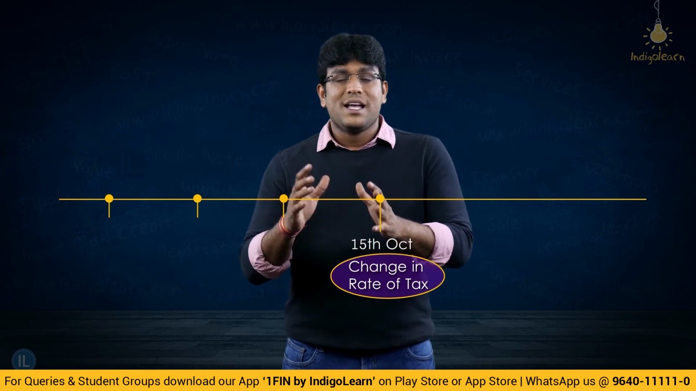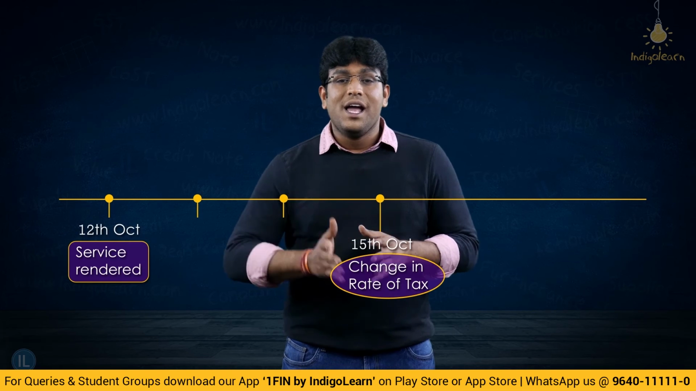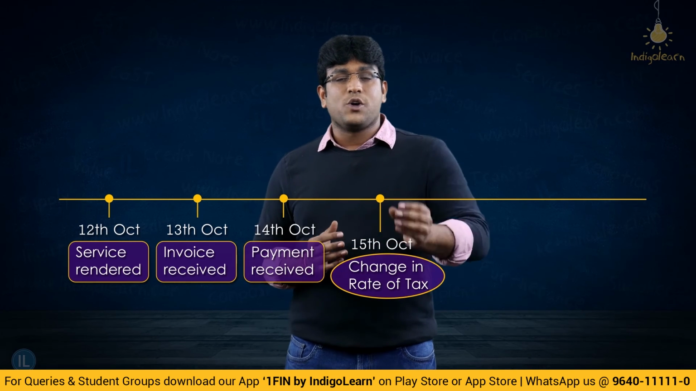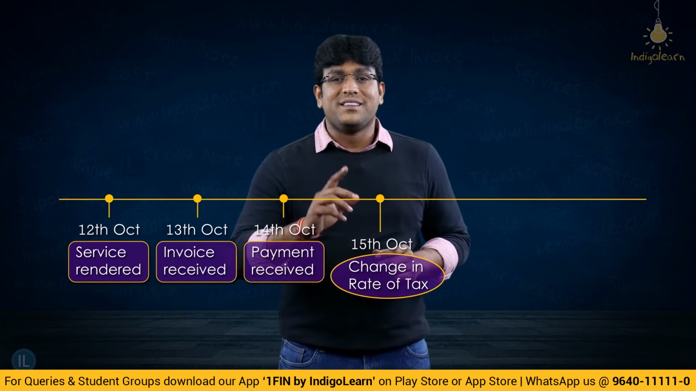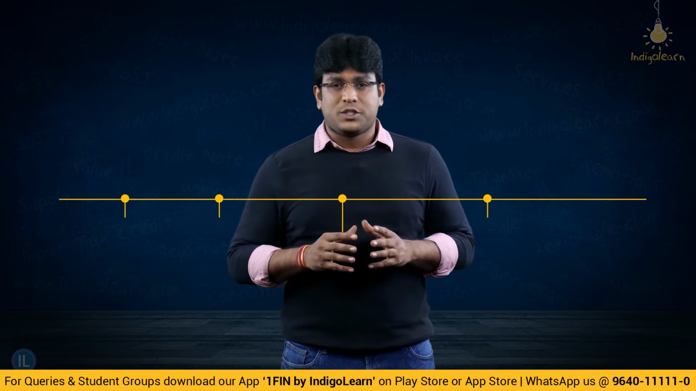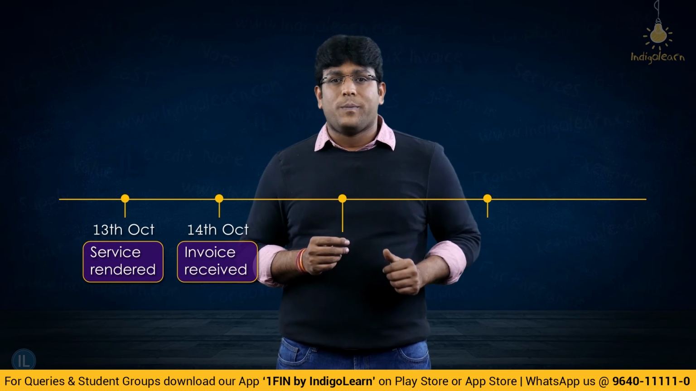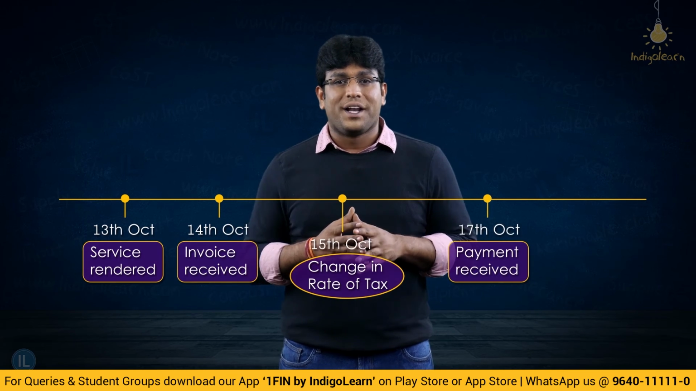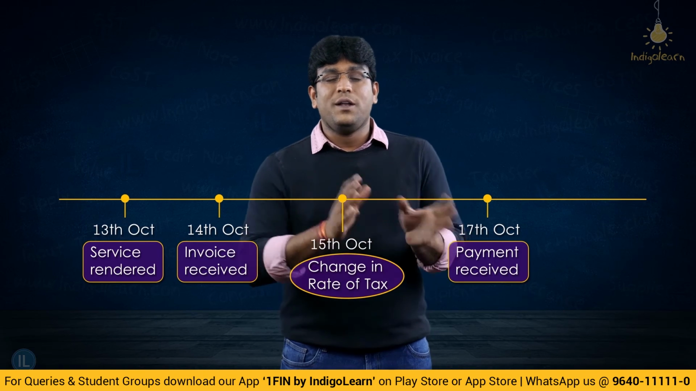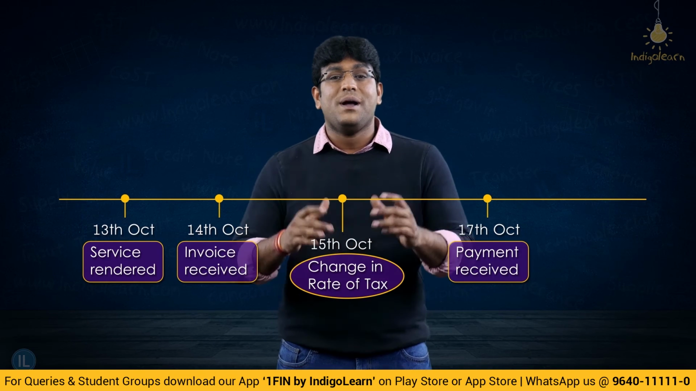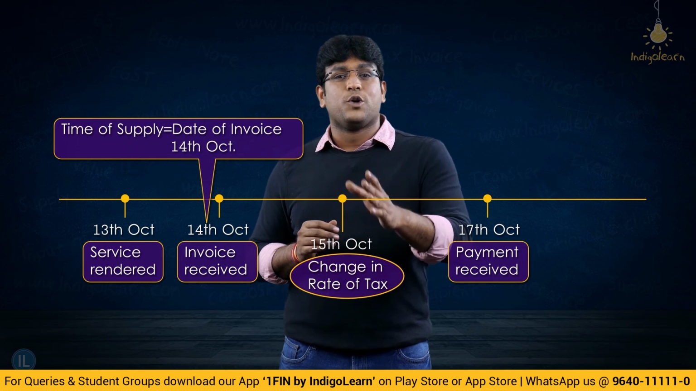Imagine a case where service is before 15th October, invoice also before 15th October, payment also before 15th October. That means all the three are before change in rate. In that case, section 14 will not apply. Clear, guys? Next situation, let's say service is on 13th October, invoice is on 14th October, change in rate when? 15th. And let's say payment is on 17th October. That means what? Service is before, invoice is before, payment is after. In that case, time of supply will become date of invoice. That is nothing but 14th October.